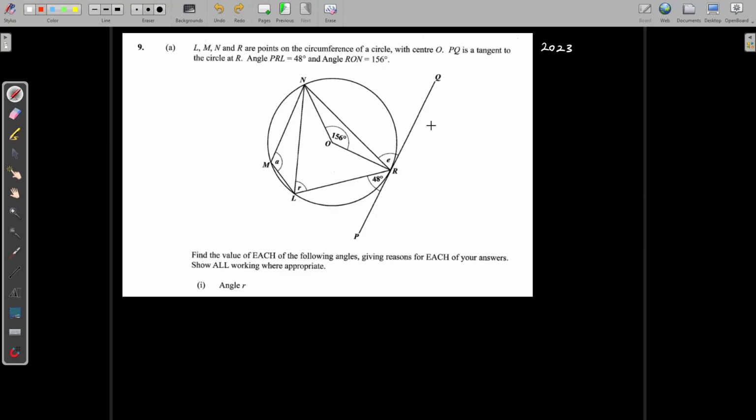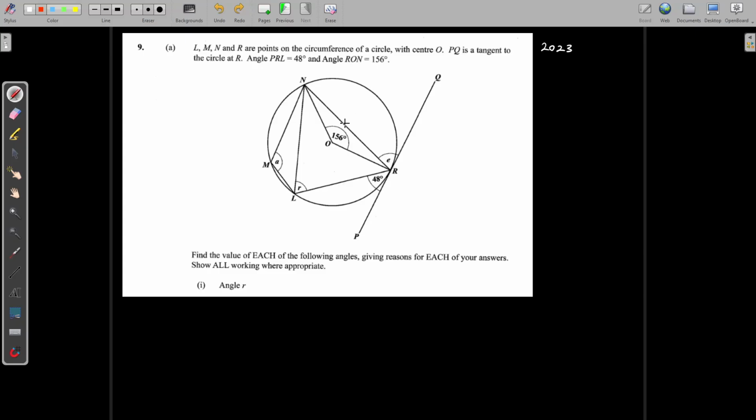So looking at it, it all depends on what they want from you. If the angle that they want requires quite a lot of calculations, then you'd go ahead and fill in. But for now, for angle R here, we don't really need to fill in anything as yet, right?